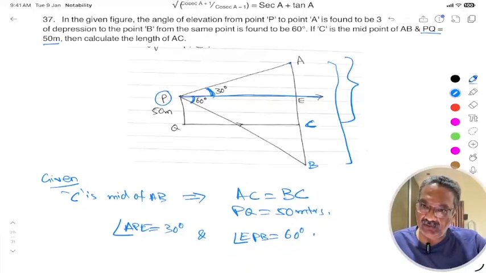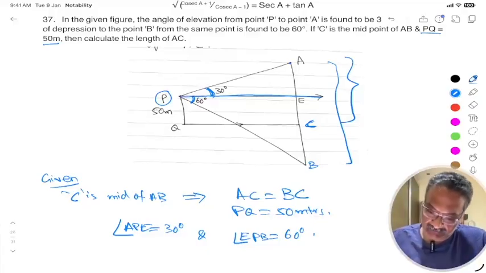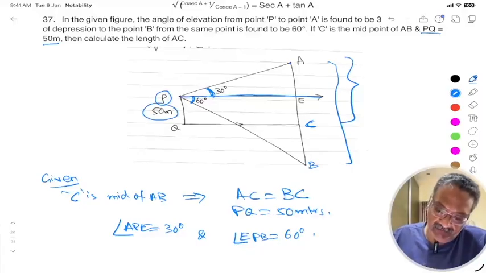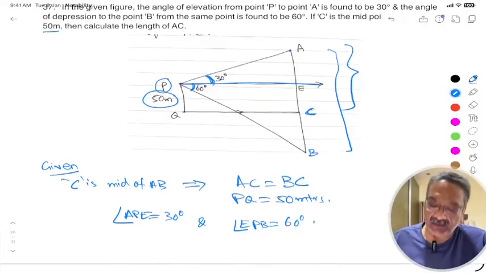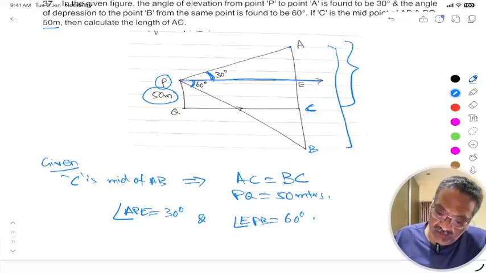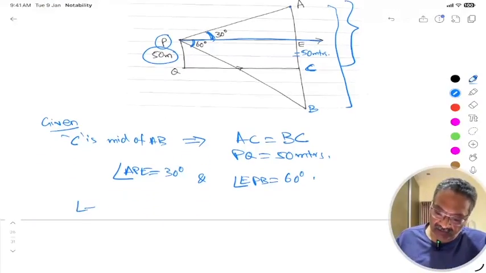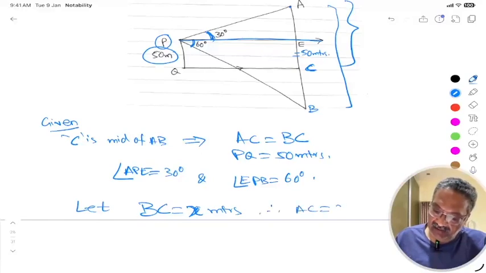Now how do we solve this? One more thing they have given is that PQ is 50 meters. So if PQ is 50 meters, we also get this as 50 meters. Now I will let BC be x meters, and therefore we will also have AC equal to x meters. So I am assuming this to be x meters.